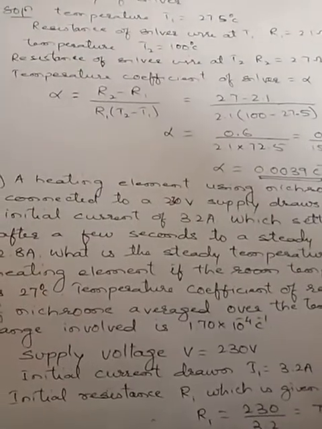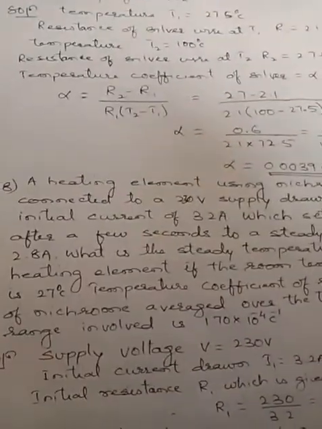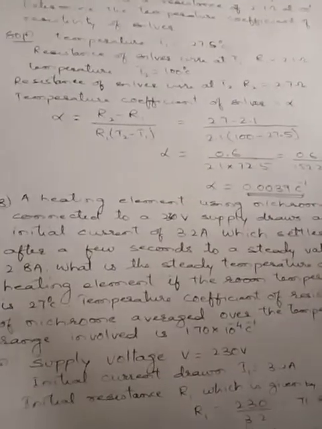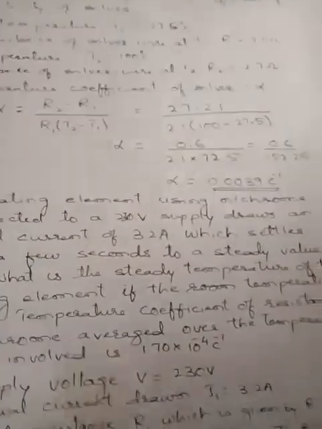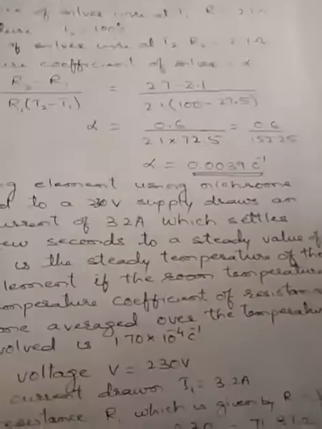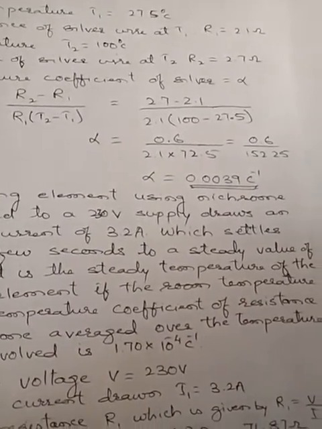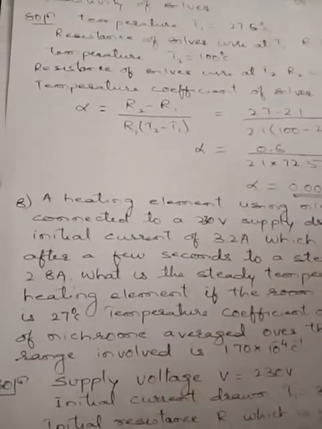A heating element using a nichrome wire connected to a 230 volt supply. Nichrome wire is connected to the supply of 230 volt, draws an initial current.